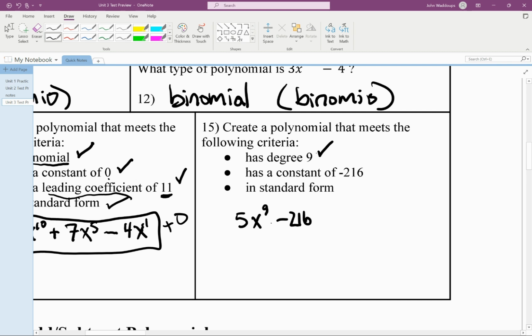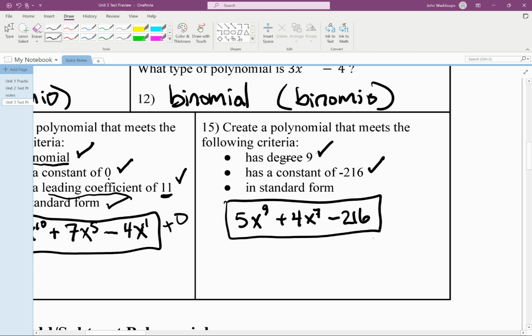we could just say 5x to the 9th minus 216, and that would be enough. But if you wanted to add extra terms, that'd be fine. Plus 4x to the 7th power minus 216. Either of those would have been fine. Let's just check. Has a degree 9? Yes. Has a constant of negative 216? Yes. Has no variable with it. And then is in standard form? Yes, because it goes from 9 to 7, and the degree of the constant is 0. There you go.